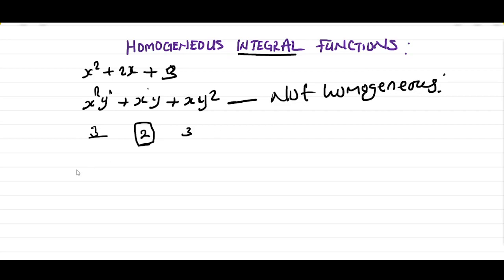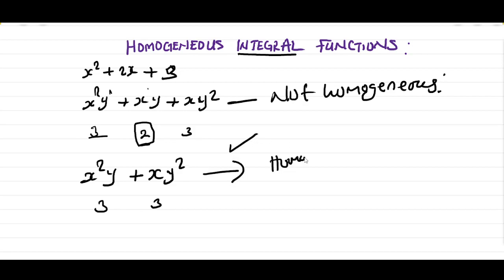What about the case where we have x squared y plus xy squared? In this case the degree of x and y combined is 3, likewise here it is 3. Since the terms have equal degree, we say yes, this one is homogeneous. So this case is a homogeneous function.